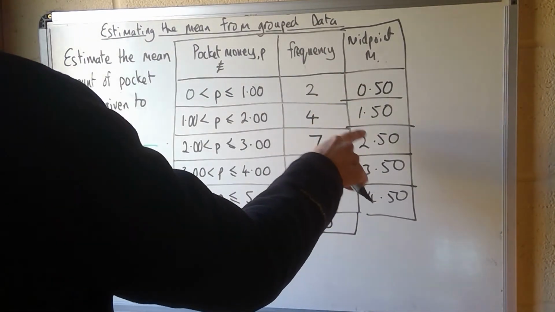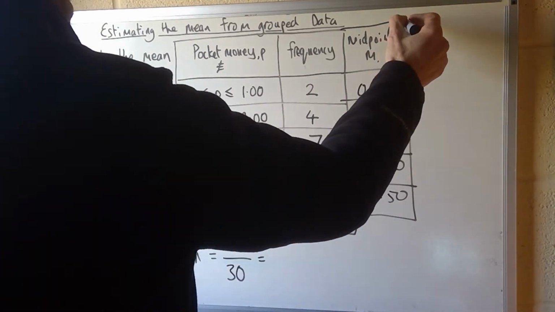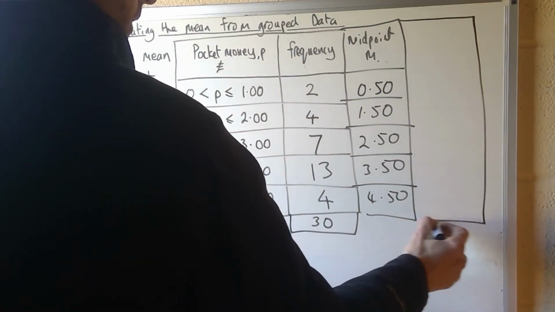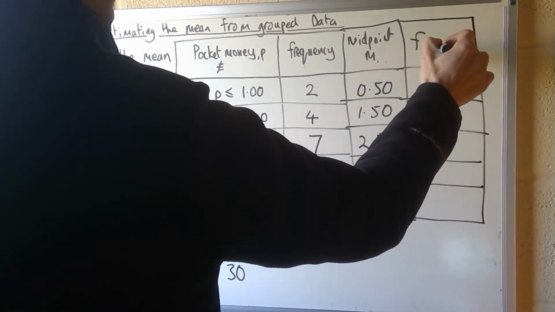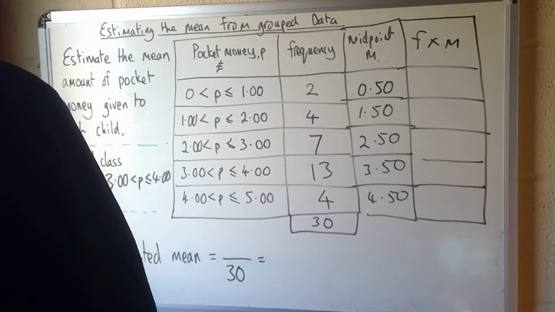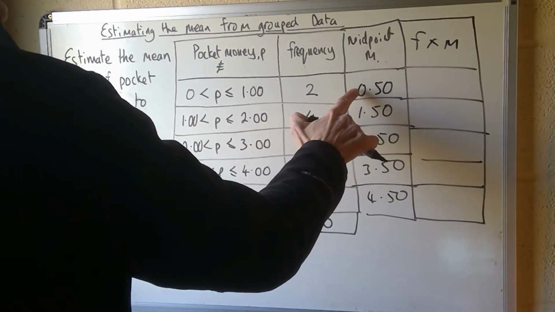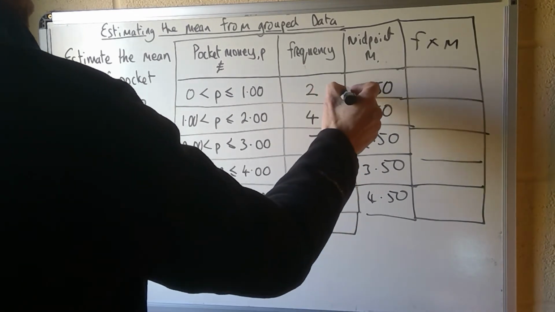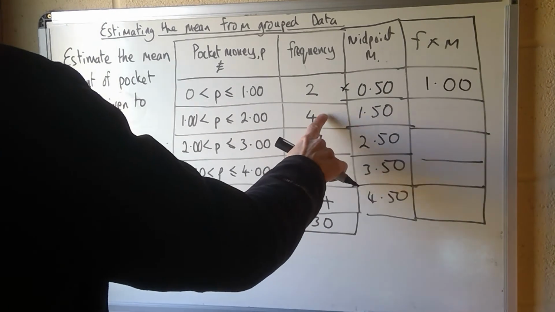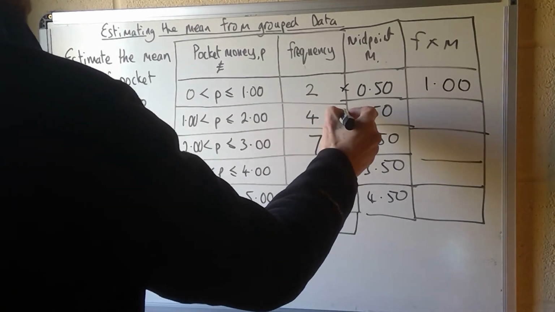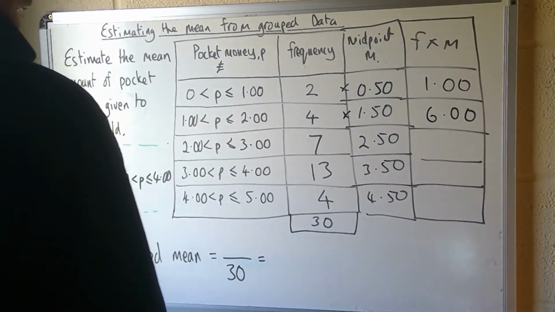To find out the total amount of pocket money for all the students, I have to add an extra column to my table here, and this is the frequency multiplied by midpoint column, because I know here that I've got 2 students and they both got 50p, so altogether that is £1. I had 4 students that got £1.50, so that will be £6 altogether.